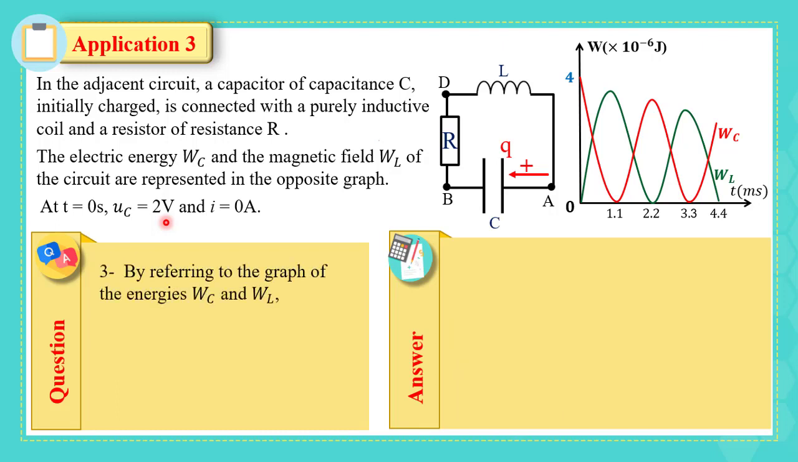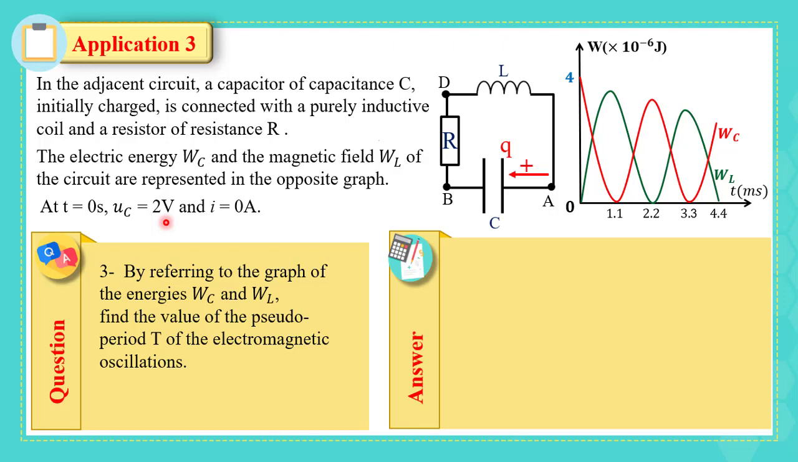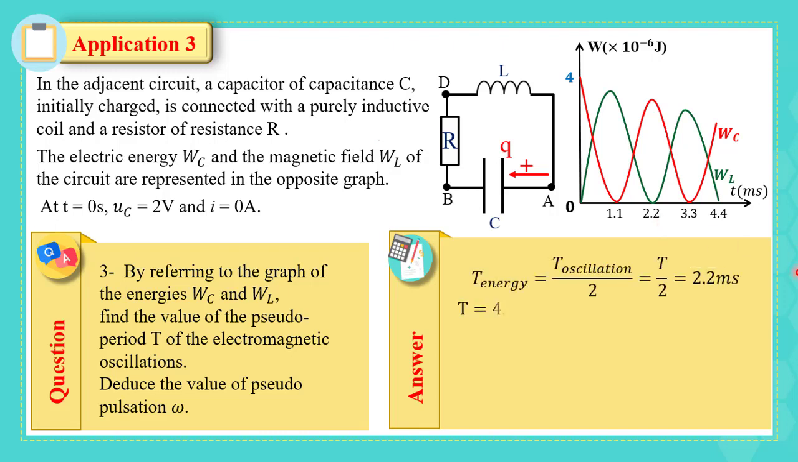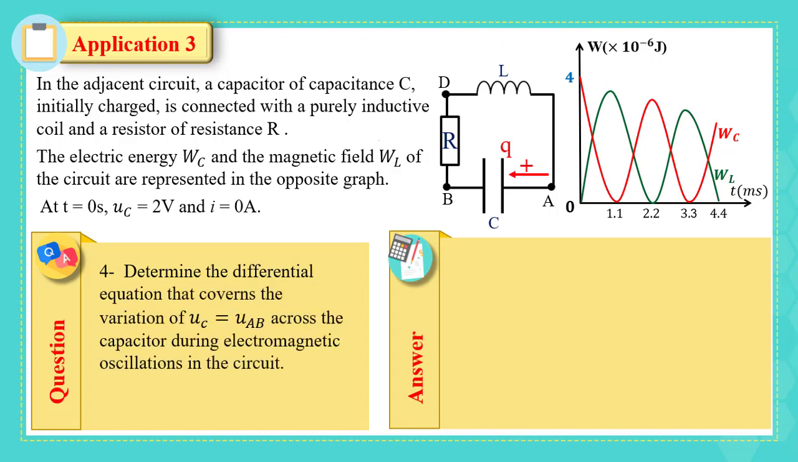Part 3. By referring to the graph of the energies, find the value of the pseudo period T of the electromagnetic oscillations, then deduce the value of the pseudo pulsation omega. From the graph, we can read the period of energy, which is the time taken by one oscillation. It is 2.2 milliseconds. Now, the pseudo period is 2 times the period of energy, and it is 4.4 milliseconds. What about the pulsation? It is 2 pi over T equals 2 pi over 4.4 times 10 exponent minus 3. The answer is 1428 radians per second.